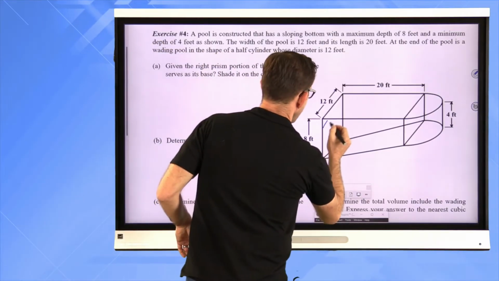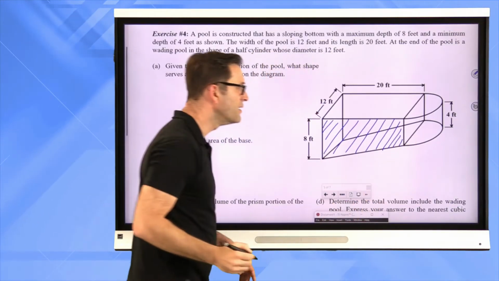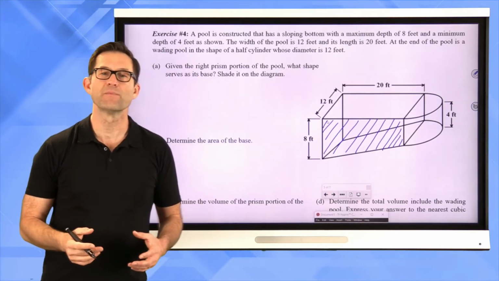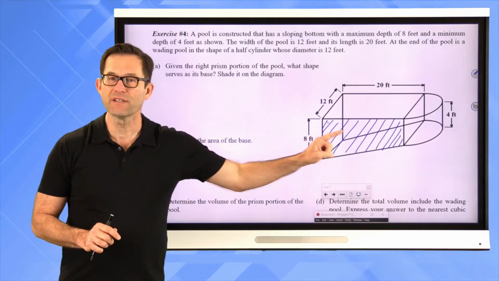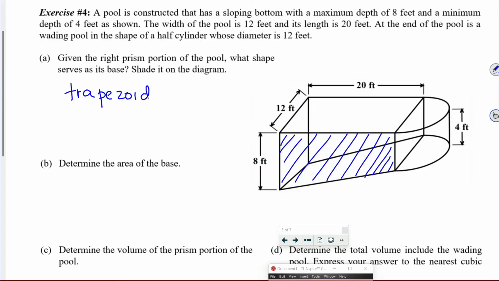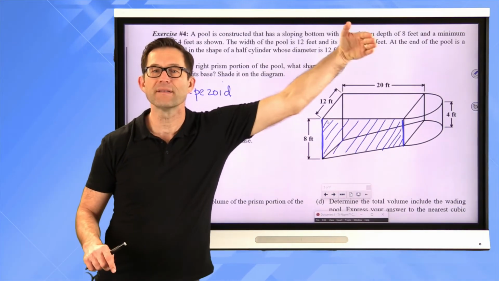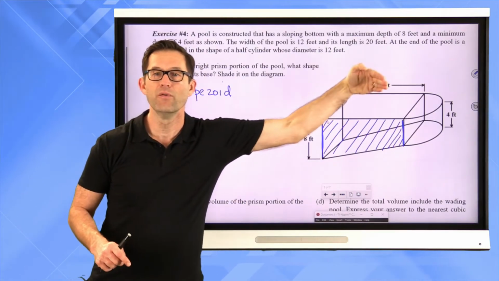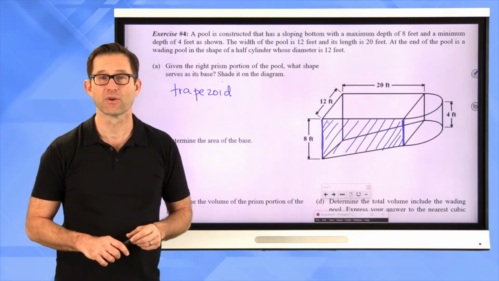In other words, this right here is our base. And that can be tricky for students because a lot of times we think of prisms as sitting on their bases, but they don't have to, right? This shape, which is a trapezoid, is a trapezoid because this side is parallel to this side. The other two sides aren't parallel, but that's fine. These two sides are parallel, but that would be a constant cross-section as we moved this way along the pool. So we've got a trapezoid as its constant cross-sectional shape.